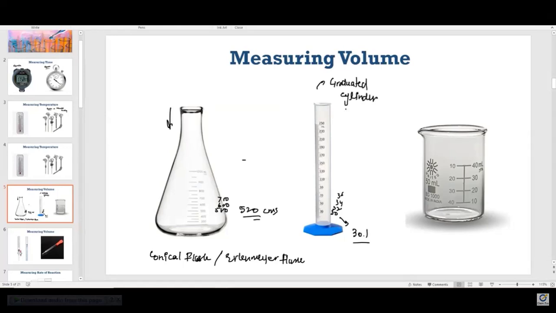It will do a lot of jobs, but obviously if you want to measure volumes that have decimal points, you cannot do that. Similar is the case with the beaker.